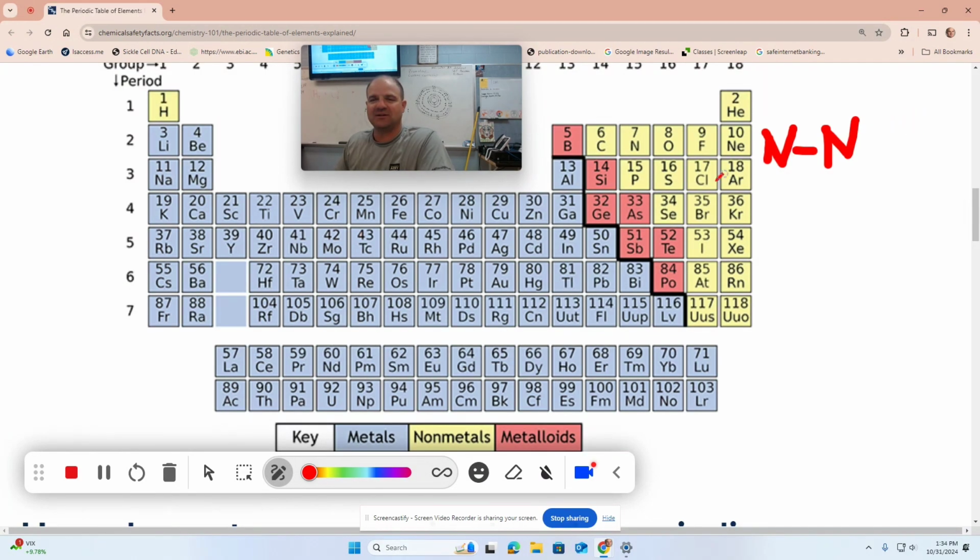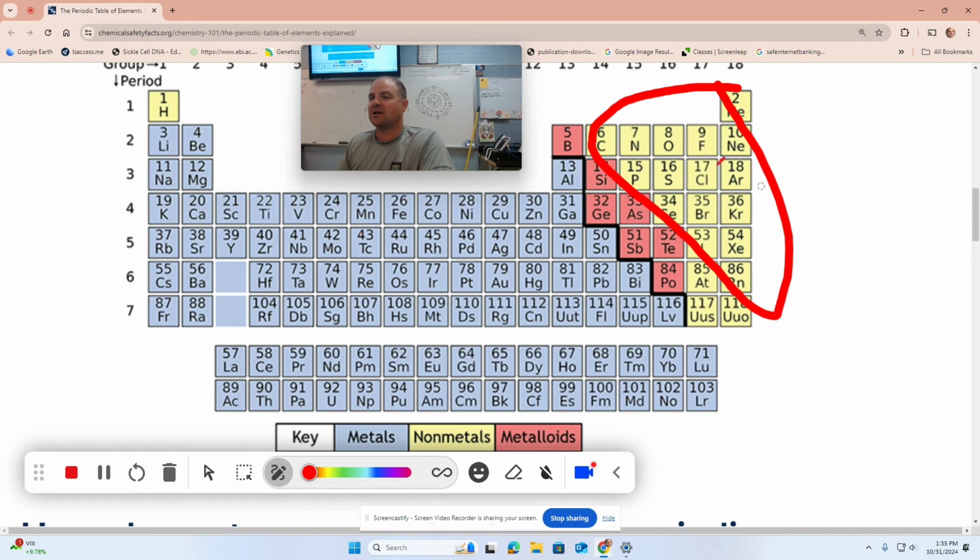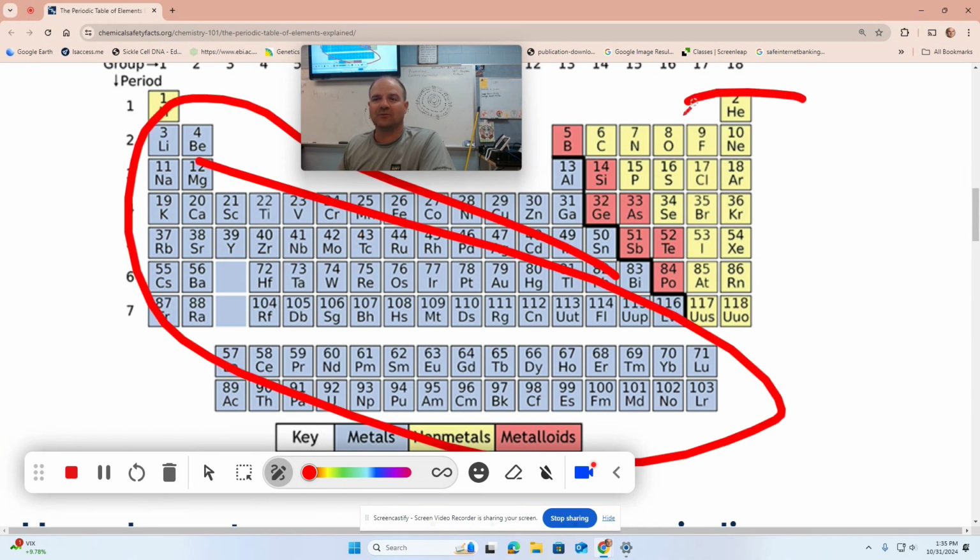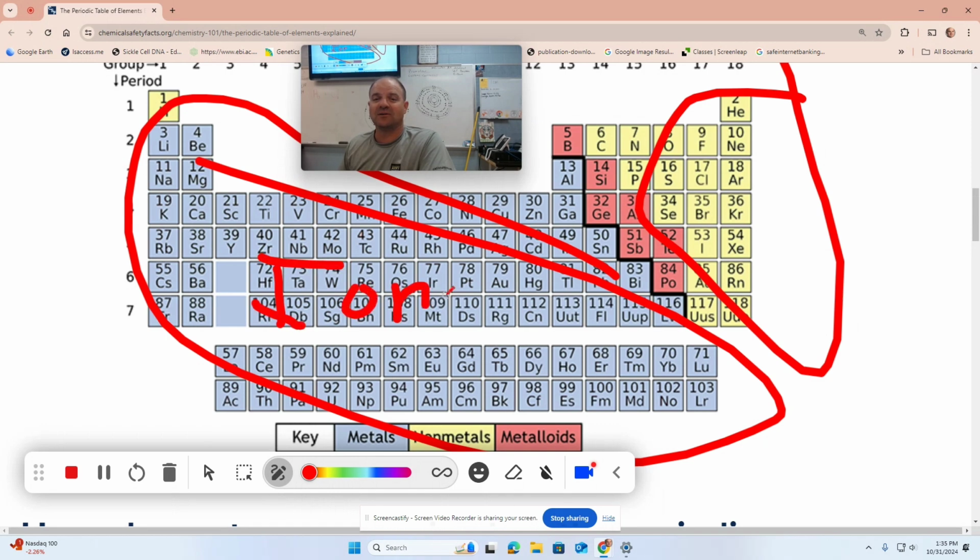I'm not going to try to write with this pen. It's ridiculous. Okay? Nonmetal to nonmetal, covalent. Metal to nonmetal, ionic. All right? So if you're taking nonmetals to other nonmetals, it's going to be covalent. If you're trying to bond the metals to nonmetals, it's going to be ionic. It's very difficult to write with this pen.